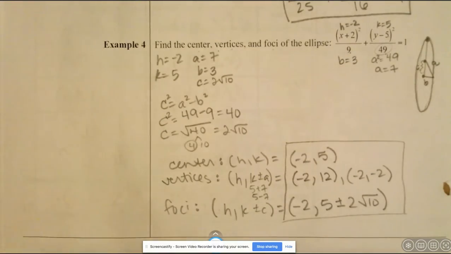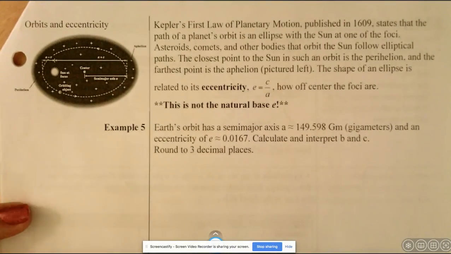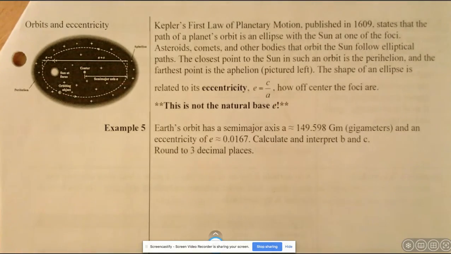Okay, so we finally made it to the next page, which is the much anticipated example that I started to show earlier, and that is astronomy. Kepler's first law of planetary motion was published in 1609, and it states the path of a planet's orbit is an ellipse, with the sun at one focus. Asteroids, comets, and other bodies that orbit the sun follow elliptical paths.